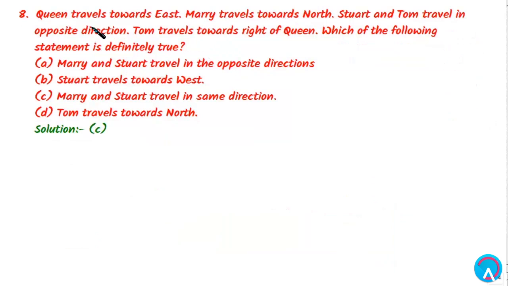Let's do question number 8. Queen travels east. Mary travels towards north. Stuart and Tom travel in opposite directions. Tom travels towards right of Queen. Which of the following statements is definitely true? So here we have 4 statements and we have to find which is true out of these. So that would mean the correct option here is option C. That means Mary and Stuart travel in same direction. Let's see how we arrive at the correct option.